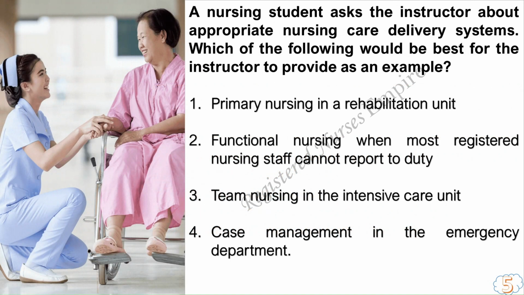Question number 5. A nursing student asks the instructor about appropriate nursing care delivery systems. Which of the following would be best for the instructor to provide as an example? 1. Primary nursing in a rehabilitation unit. 2. Functional nursing when most registered nursing staff cannot report to duty. 3. Team nursing in the intensive care unit. 4. Case management in the emergency department.